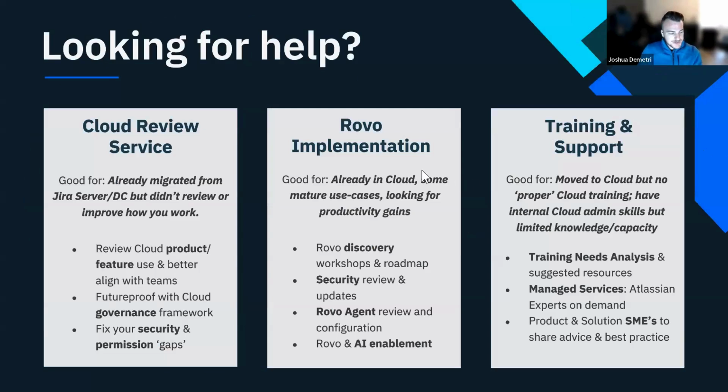These are a couple examples of some of the offerings that we have. Rovo implementation being the most related to this content, since that's a little bit of what we're walking through in this workshop. So if you have needs that go beyond what you can discover from Atlassian documentation, or you want to get some more hands-on experience, we can go through that as well. It's also things like cloud review and training and support and all the things that you can find on our website as well.